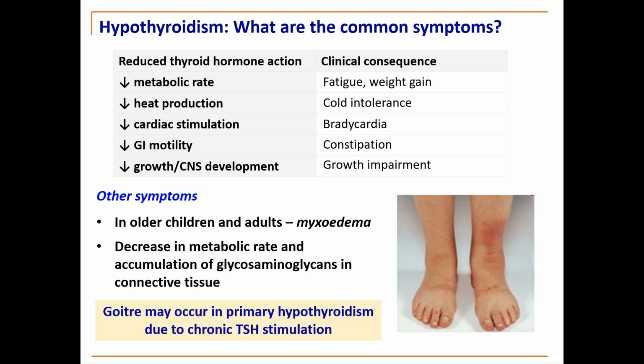But also, a goitre may occur in primary hypothyroidism due to chronic TSH stimulation. So if the thyroid gland isn't functioning properly for whatever reason, for example, and we'll come to it in a second, iodine deficiency, the gland cannot make the thyroxine, but it's being continuously stimulated by TSH, so it may become larger, and that's a goiter.